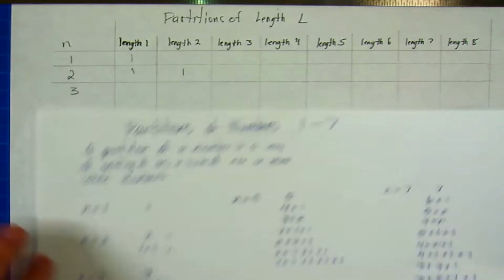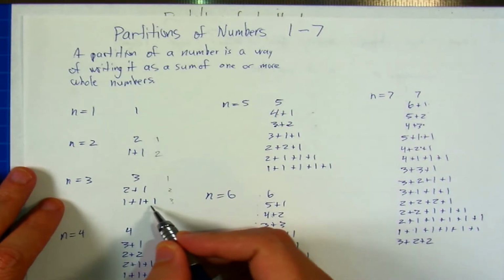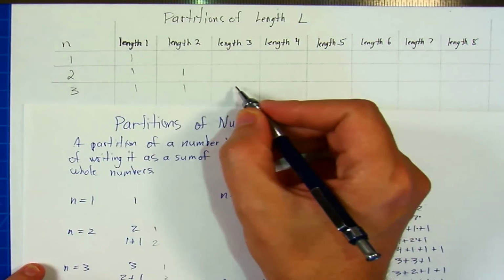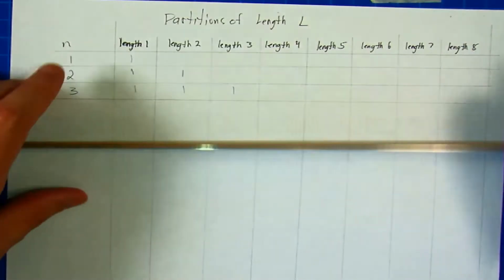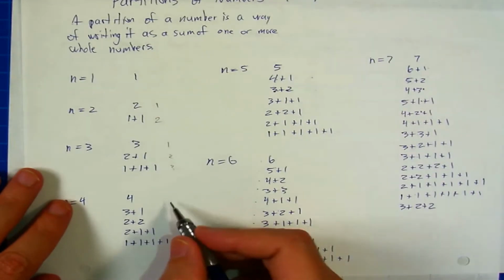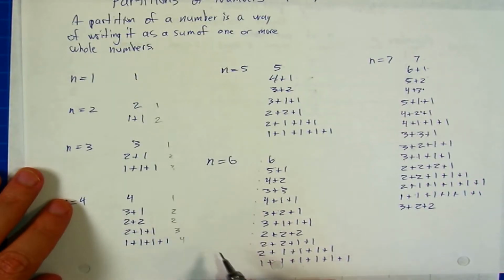For n equals 3, we saw that there were 3 separate partitions, length 1, length 2, and length 3, where there are 3 numbers added together, or 2, or just 1. So we have 1 of length 1, 1 of length 2, and 1 of length 3. For the number 4, it starts to get a little more interesting, because we have 1 of length 1, 2 of length 2, 1 of length 3, and 1 of length 4.